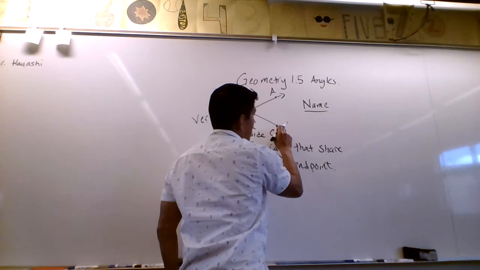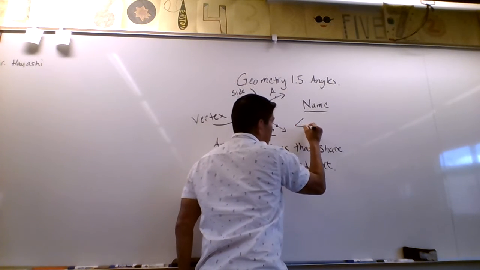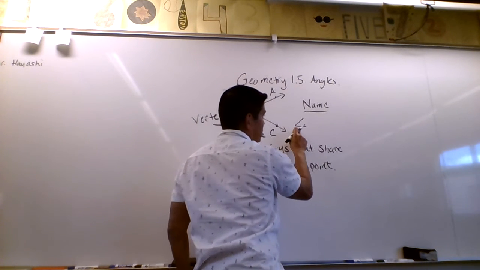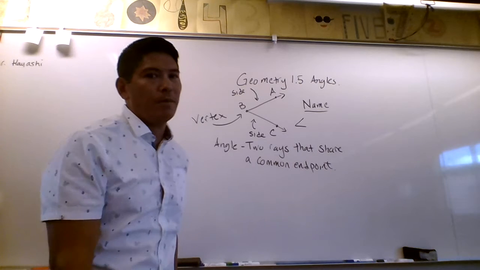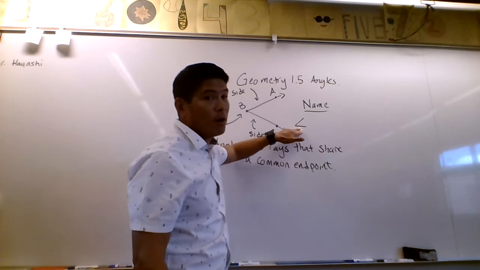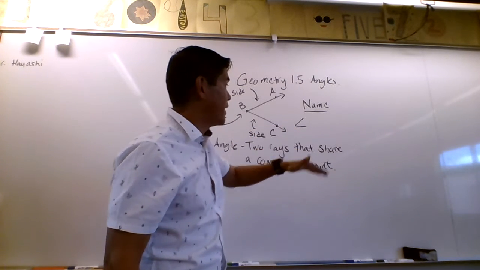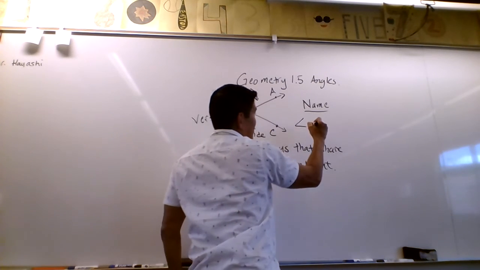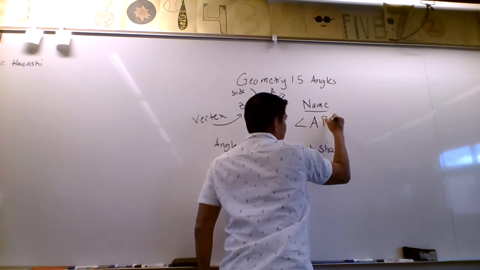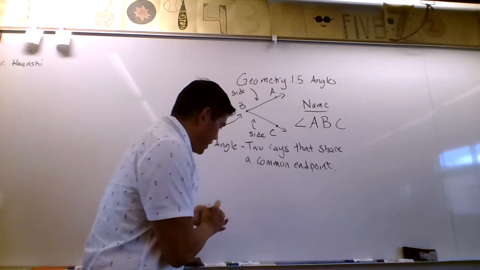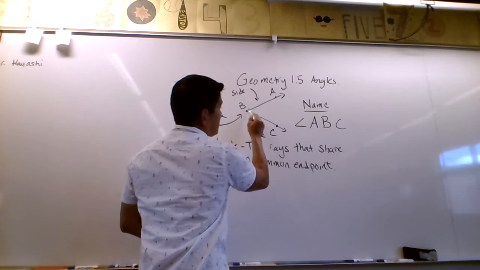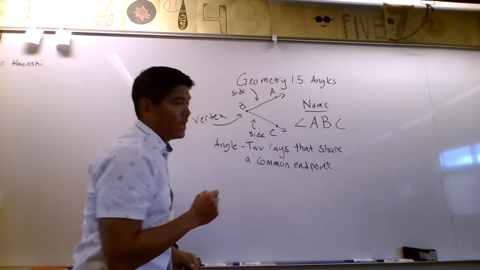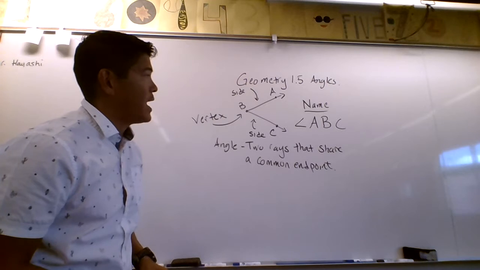So this angle ABC, I could use a little symbol instead of writing out the word angle. It looks like an inequality, but it's a little bit different because this bottom part is basically on your writing line, or it's parallel to the writing line. But one way that I can name this angle is angle ABC. I started at point A, went to point B, which is the vertex, and then to point C. That would trace out the angle.